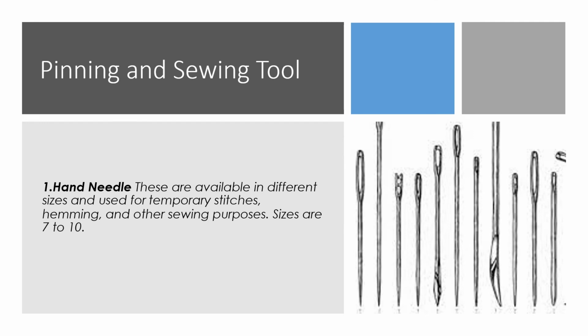Next, we have pinning and sewing tools. We have number 1, hand needle. These are available in different sizes and used for temporary stitches, hemming, and other sewing purposes. Sizes are from 7 to 10 inches.